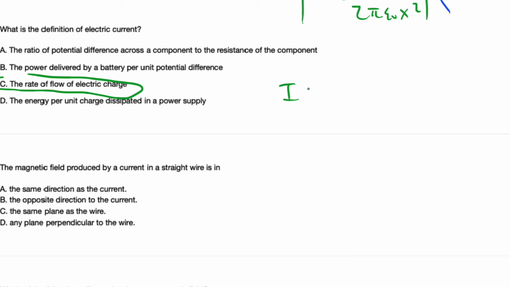Alright, I is equal to charge over t. So it refers to the rate of electron flow, or you can say rate of flow of electric charge in a circuit.